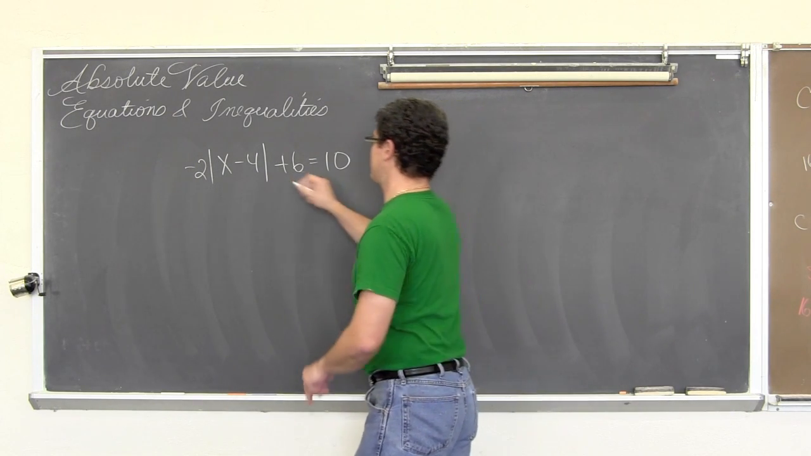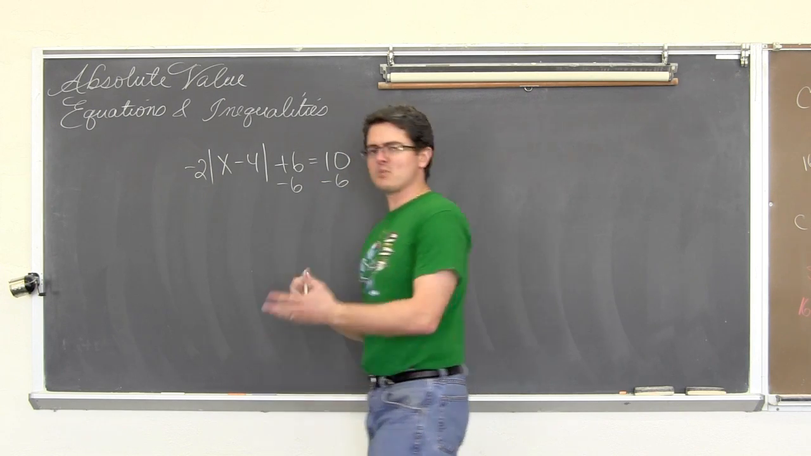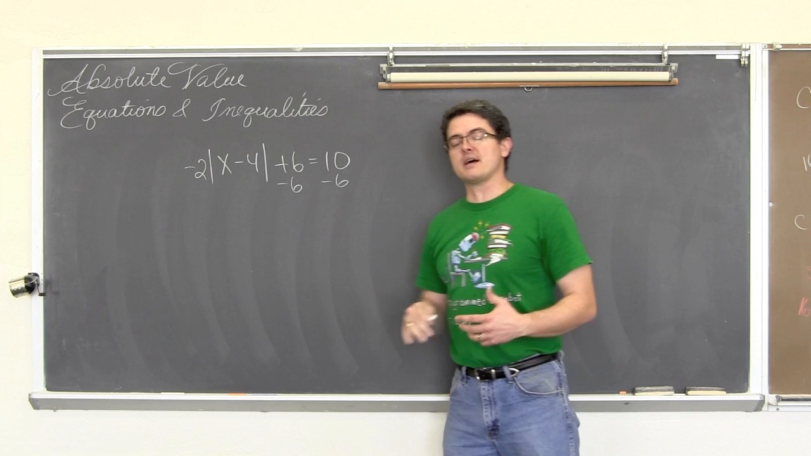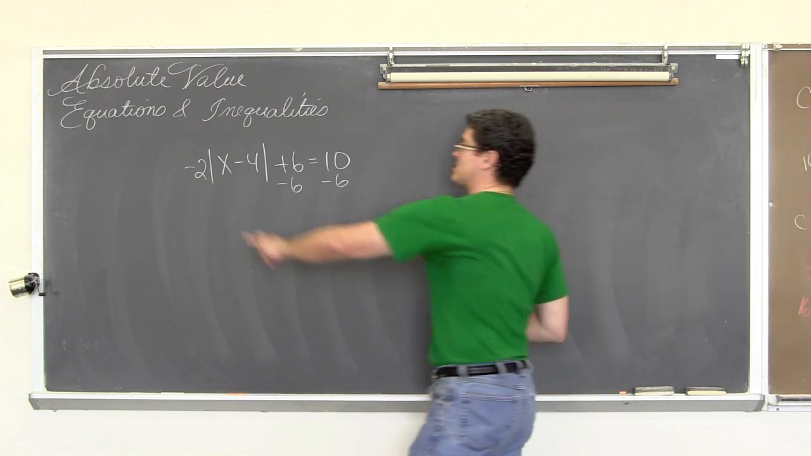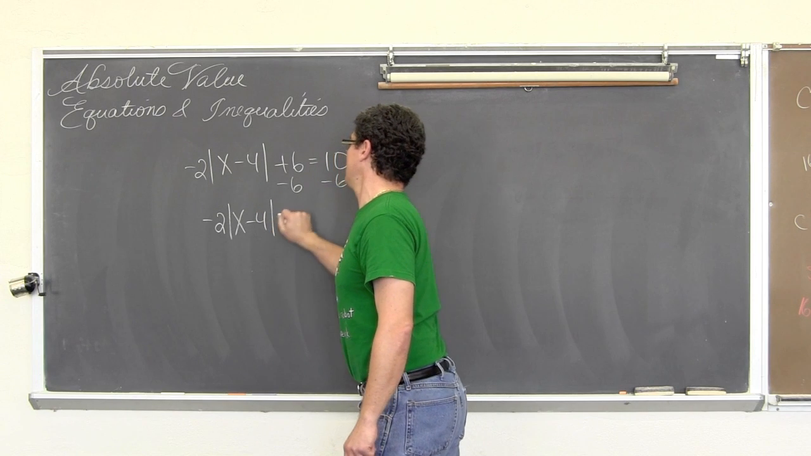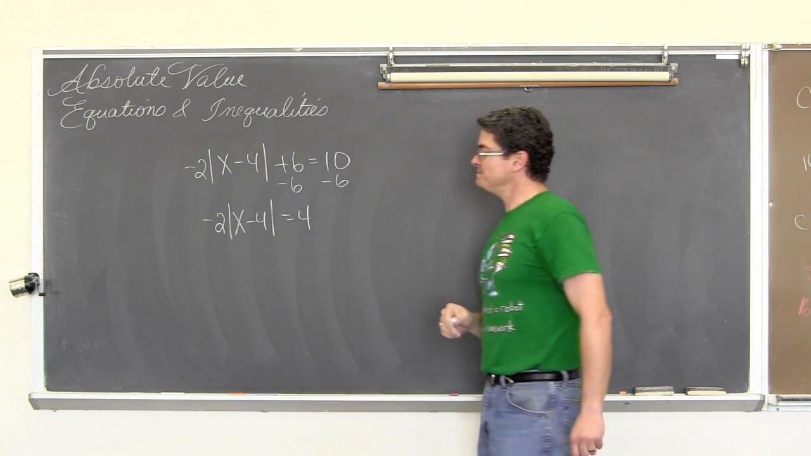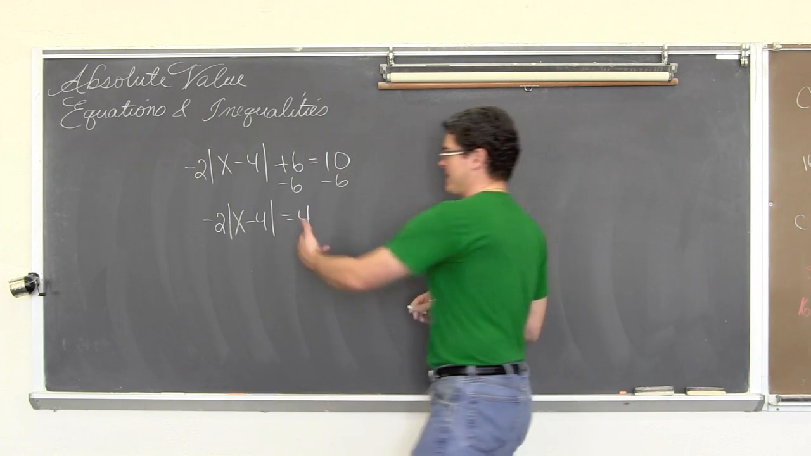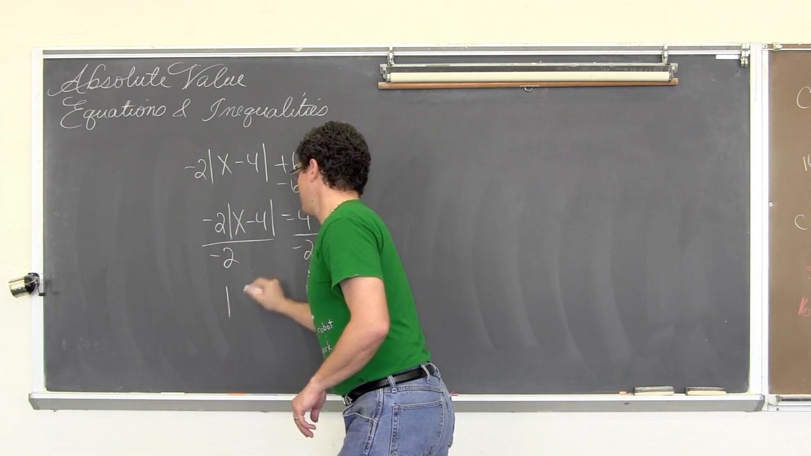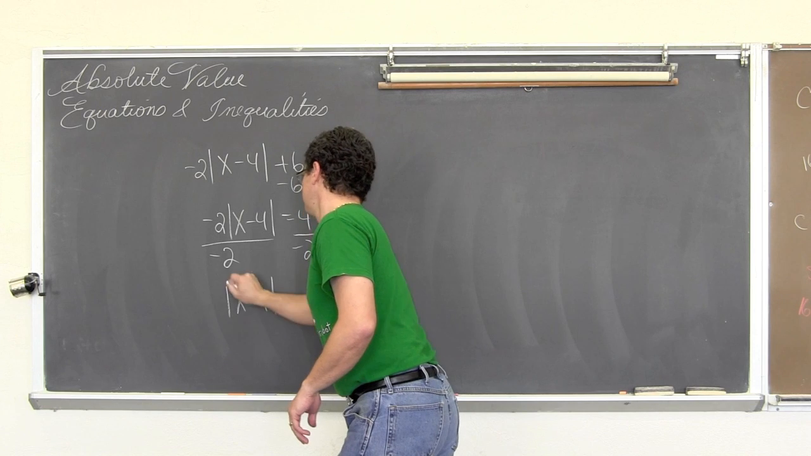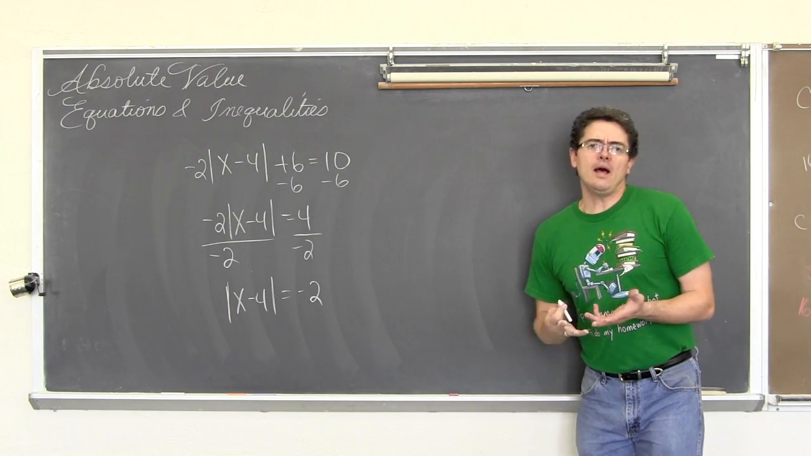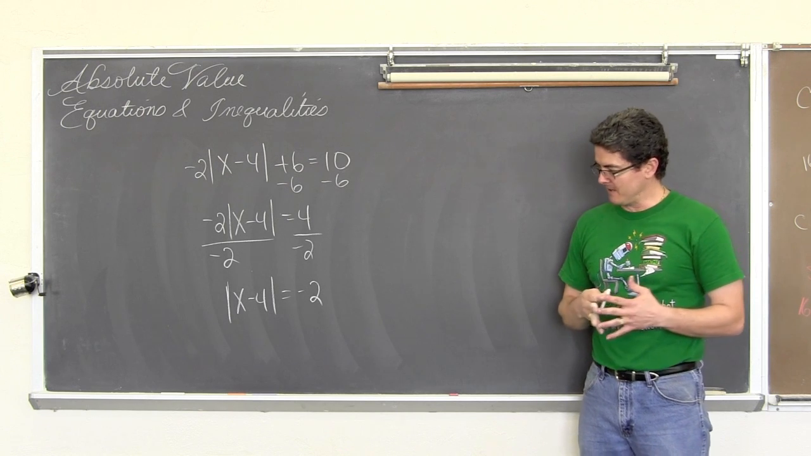We're going to subtract 6 from both sides. You always want to add or subtract away from the variable. In this case, that variable is inside this math function, and then take care of what's touching last. So negative 2 times the absolute value of x minus 4 is equal to 4. We're going to divide both sides by negative 2 and get the absolute value of x minus 4 equals negative 2. We now have the absolute value function isolated.